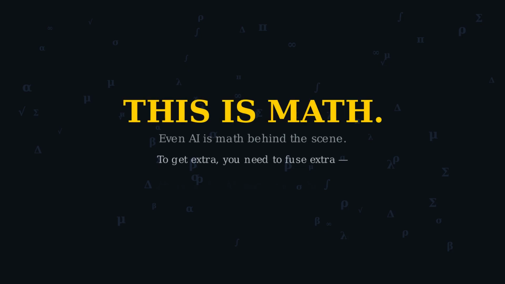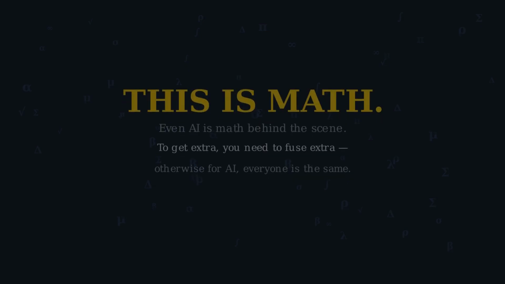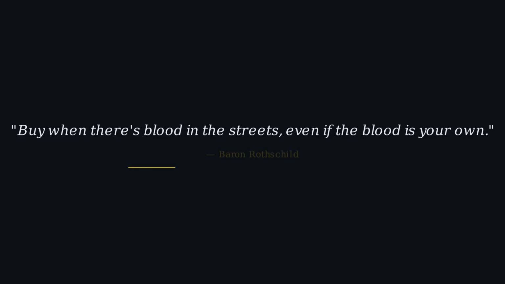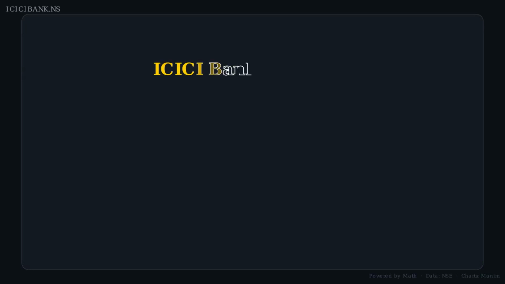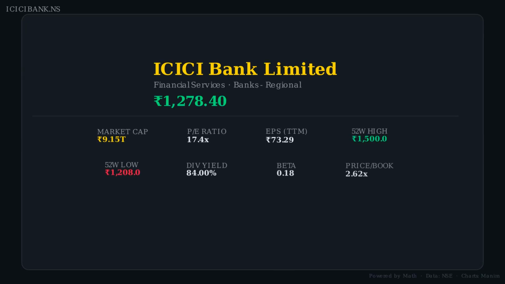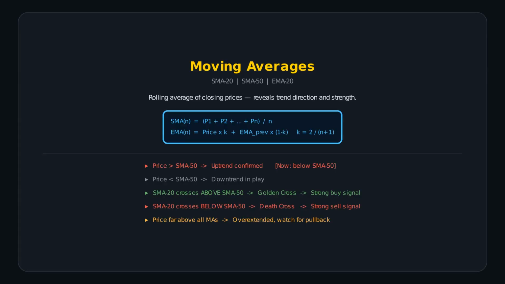This is math. Welcome to the technical analysis of ICICI Bank Limited. ICICI Bank.NS is a financial services company with Rs 9.1 trillion. Over the past 3 years, the stock has gained 57.1%. We will break down 4 key indicators: moving averages, Bollinger bands, RSI, and MACD, because every line on this chart is a formula. Let us start with moving averages, the foundation of trend analysis.